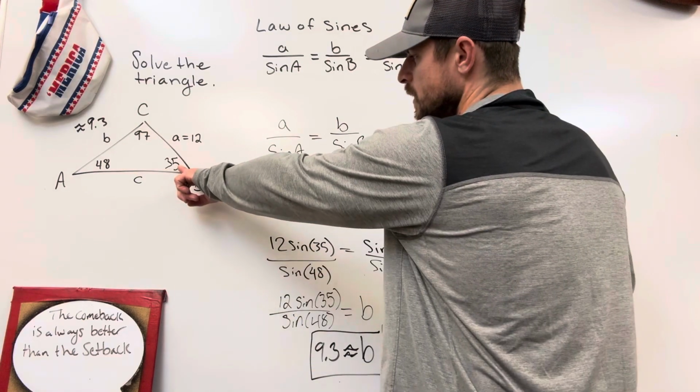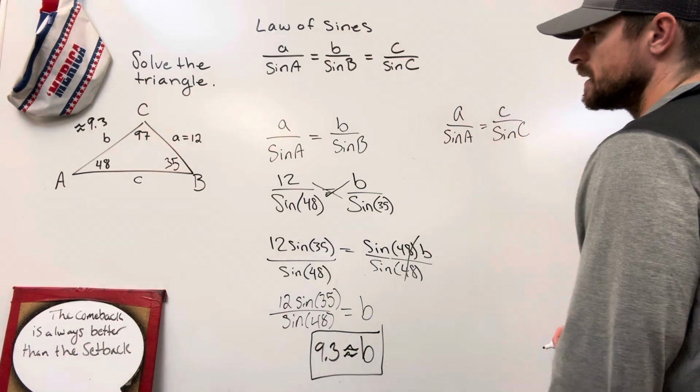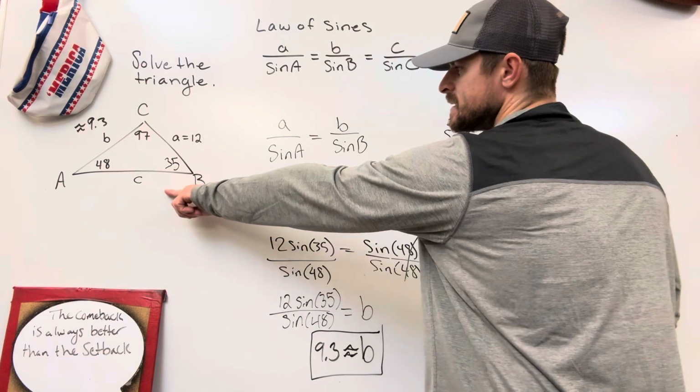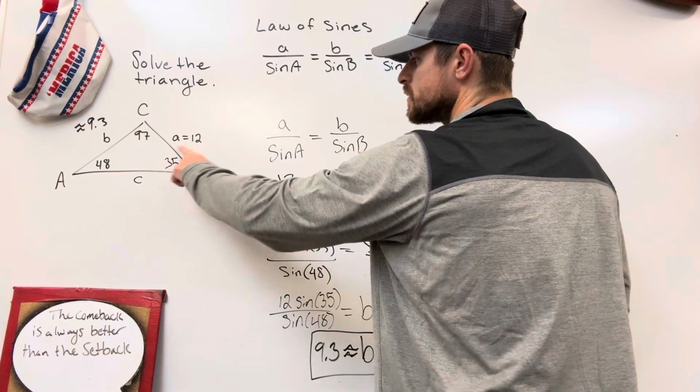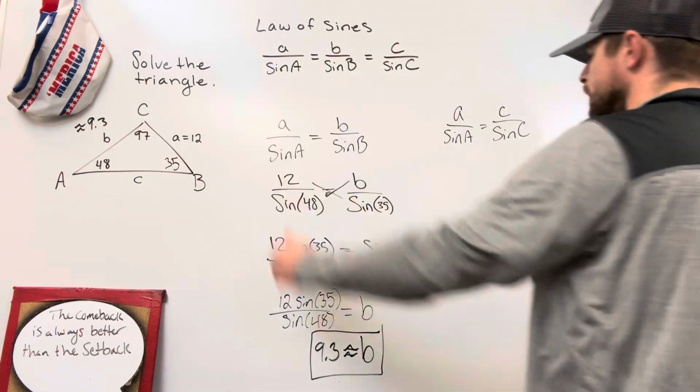We found the missing angle right away by using the triangle sum theorem. We have one more law of sines to complete, and then we'll know what side C is, and then we'll have 1, 2, 3 angles and 1, 2, 3 sides. We will have solved the triangle and got all the missing parts.